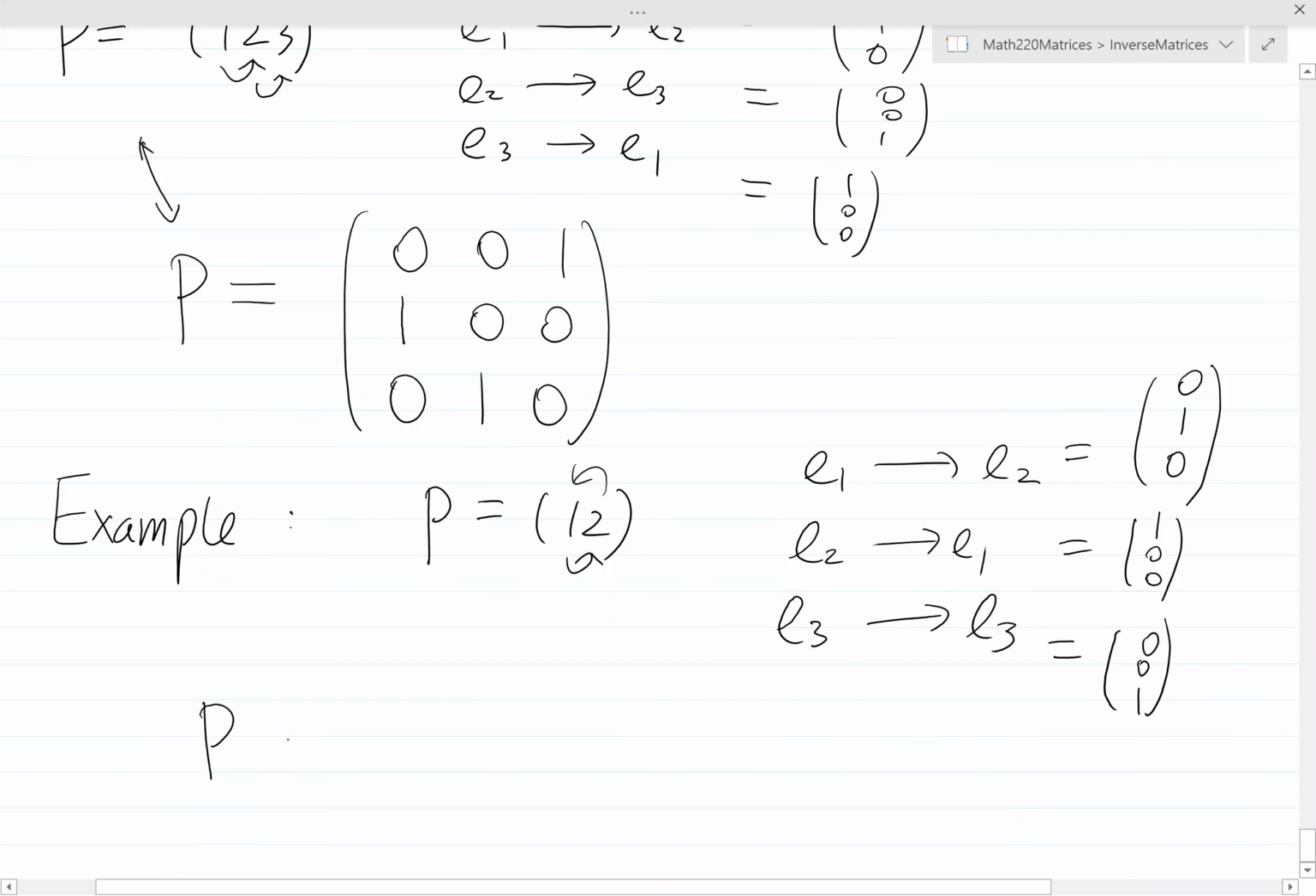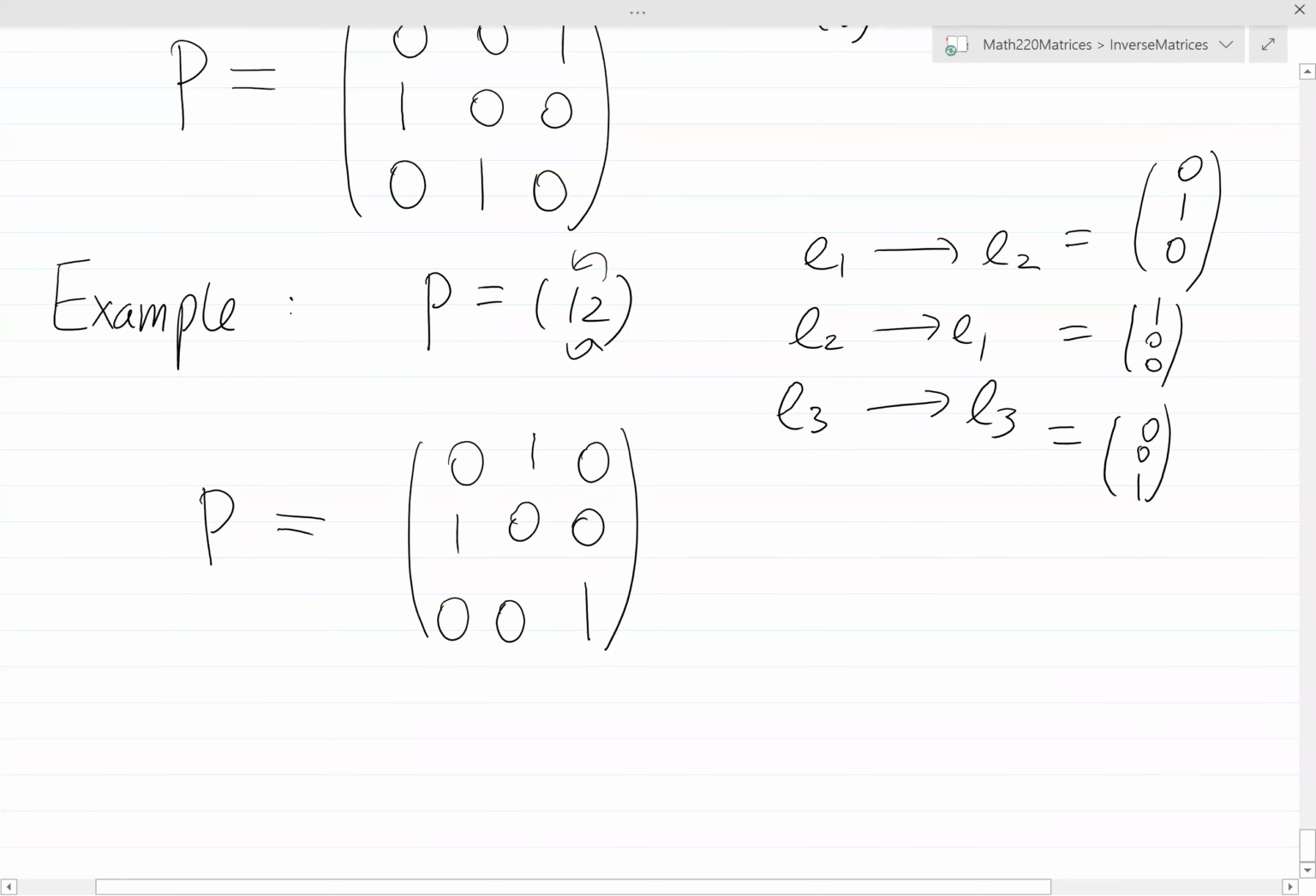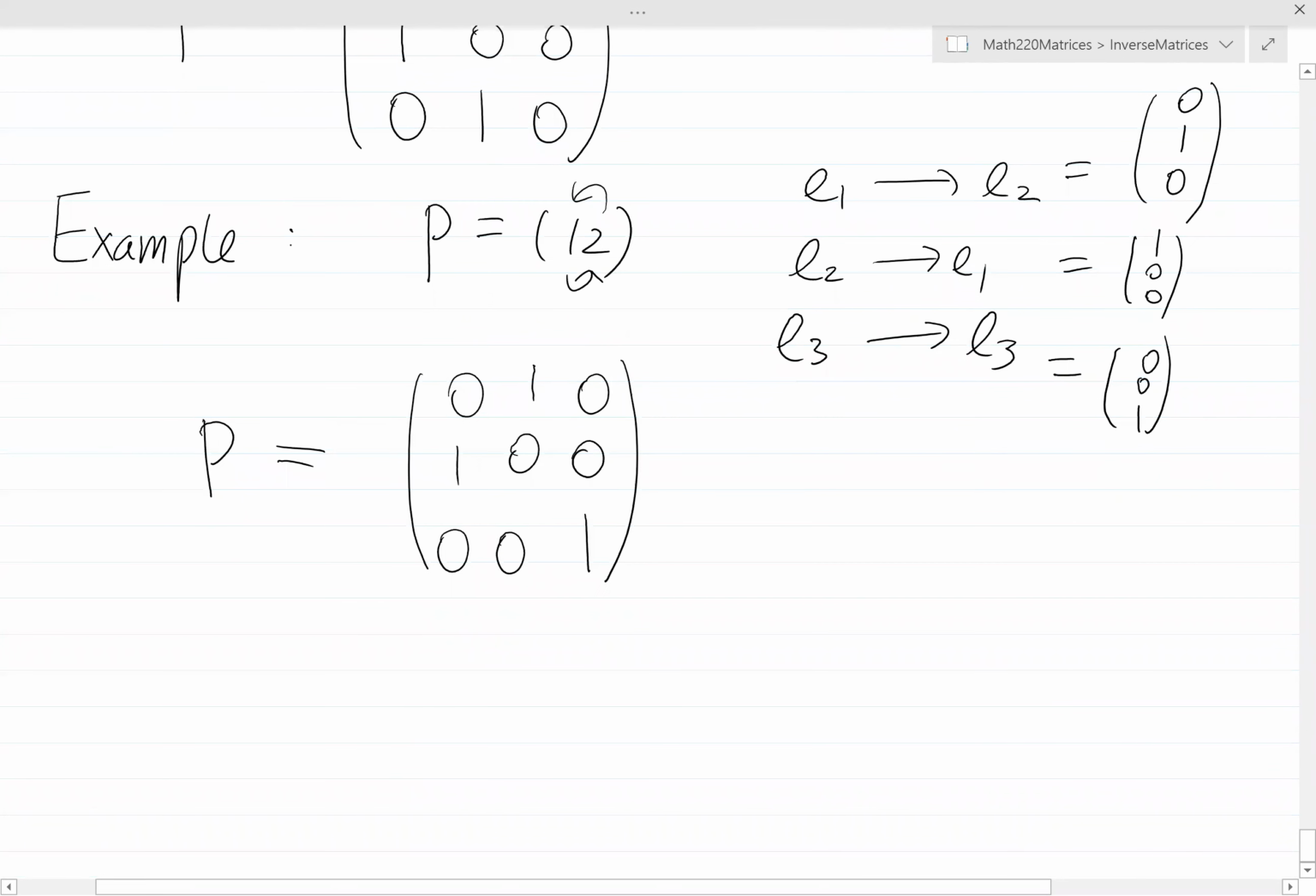So the matrix representation of P is 0, 1, 0. The first column is image of E1. The second column is image of E2. Third column is image of E3. Okay, so what this P does is this transpose 1, 2.